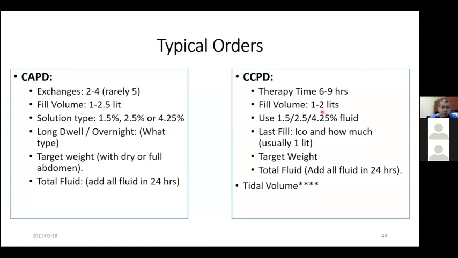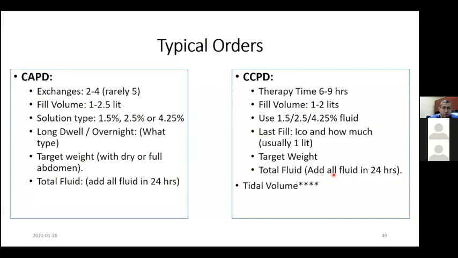Fill volume is again 1 to 2 liters. Use 1.5, the same as 1.5, 2.5, 4.5. Last fill, this is something that you want to write on. Last fill is the fluid that goes in the belly before the patient disconnects from the machine. So this is either icodextrin, obviously this is the long dwell. Then you mention a target fluid, and then a total fluid, add up all this.